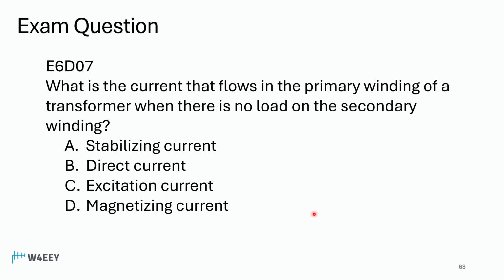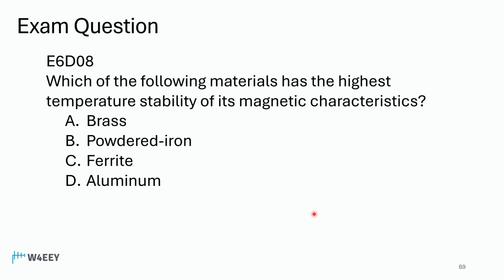What is the current that flows in the primary winding of a transformer when there is no load on the secondary winding? E. Delta. Delta, thank you for the phonetics, magnetizing current, correct. Which of the following materials has the highest temperature stability of its magnetic characteristics? Bravo. Bravo, powdered iron, yes.